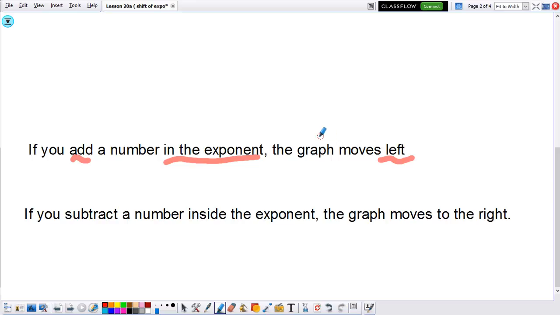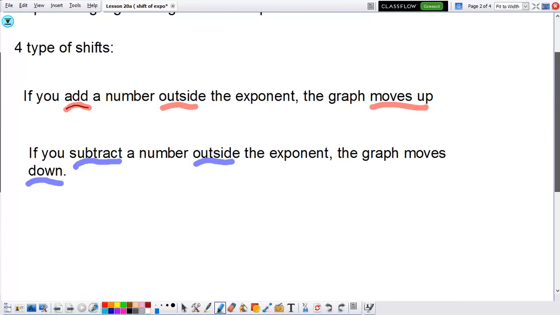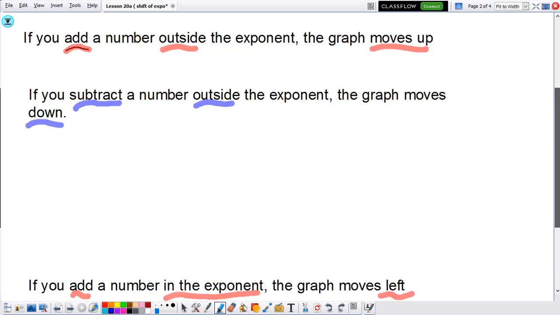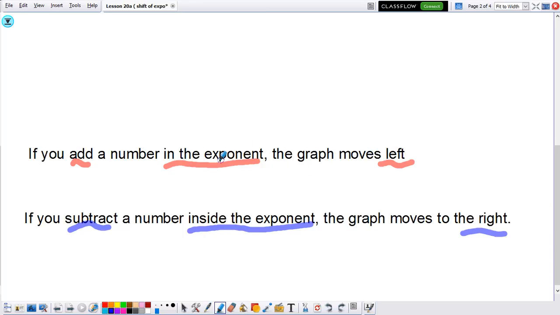But with logarithms, we were talking about parentheses. And if you decide to subtract numbers inside the exponential, we're going to move the graph to the right. So for shifts outside: up if you add, down if you subtract. In the exponential, when you add a number, you move to the left. In the exponential, when you subtract a number, you move to the right.